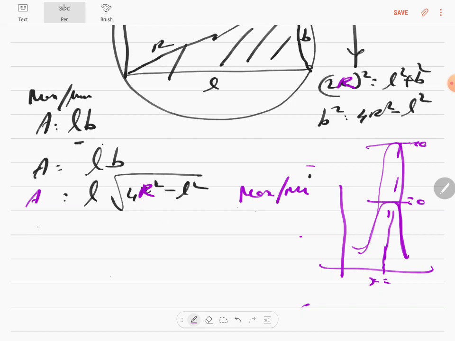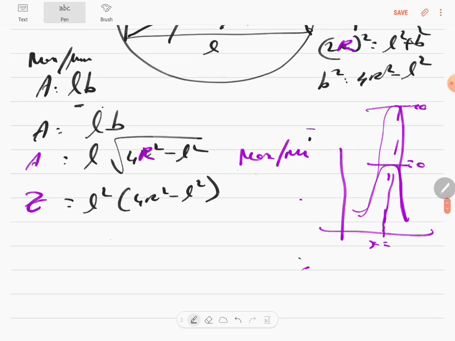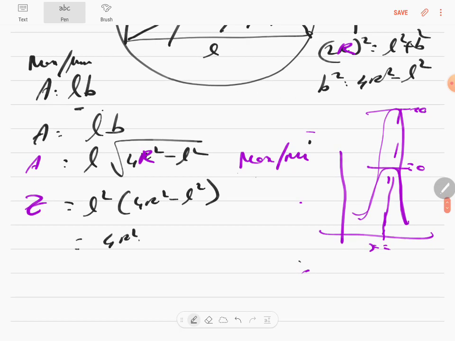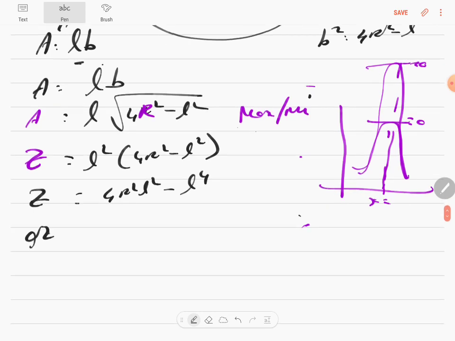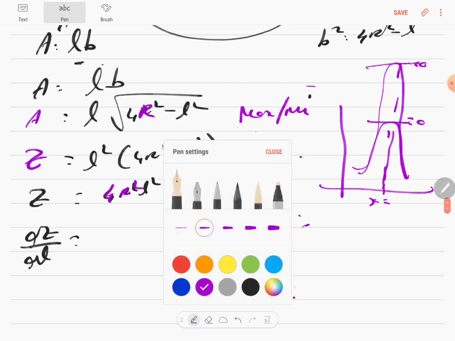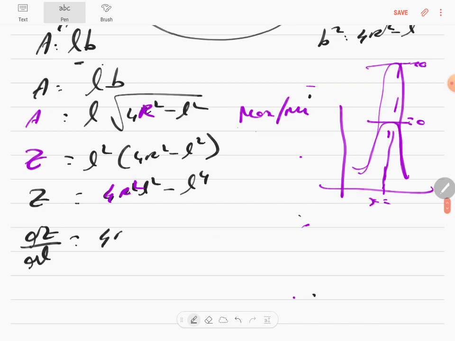So then you can write A square. But don't bother, write it as z. The A square can be written as z is equal to L square into 4R square minus L square. Take it in and differentiate. 4R square L square minus L to the power 4. Let's now differentiate it as dz by dL. What are the constants? 4 is a constant, R square is a constant, L square can be differentiated with respect to L. So 4R square into 2L minus 4L cube is equal to 0.